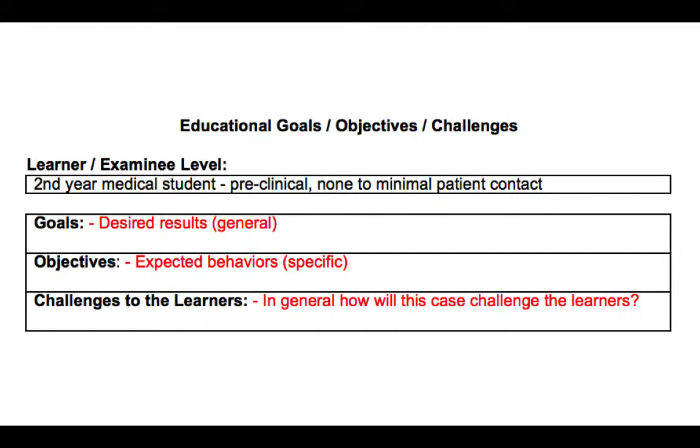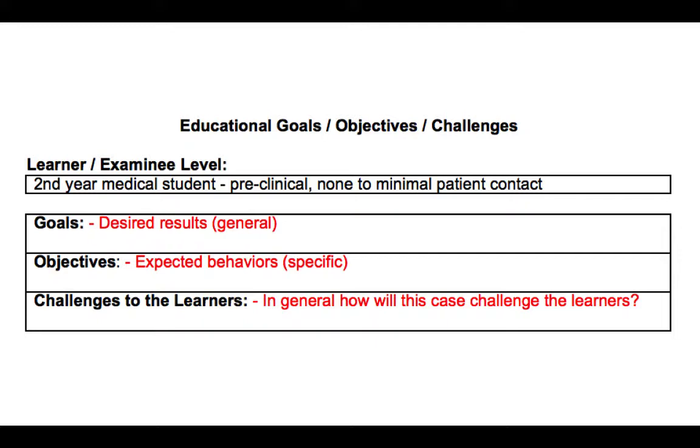What are the goals of this SP encounter in general terms? What are your objectives? What are the expected behaviors? This case will be written for history taking only, not a physical exam, because you're going to be interviewing a standardized patient by Skype, therefore no physical exam. Of course, you can be asking about the patient's physical condition, but won't have the opportunity to examine them, so therefore the objective should not be being able to take a competent physical examination.